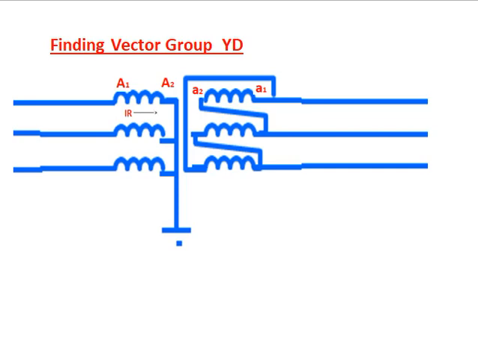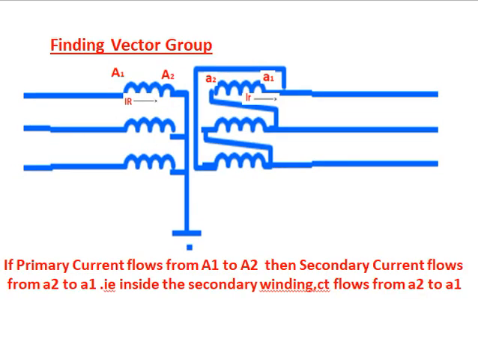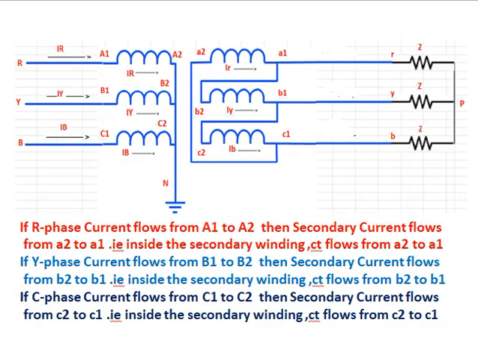Capital letters A1 and A2 are R phase HV winding. Small letters a1, a2 are R phase LV winding. Now IR current in the HV winding is passing into the transformer. As per Lenz's law, if primary current flows from A1 to A2, then secondary current flows from a2 to a1. In the LV side, a2 to a1 it is passing. That is, inside the secondary winding, current flows from a2 to a1.